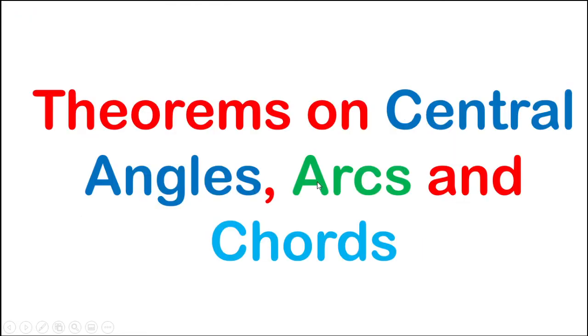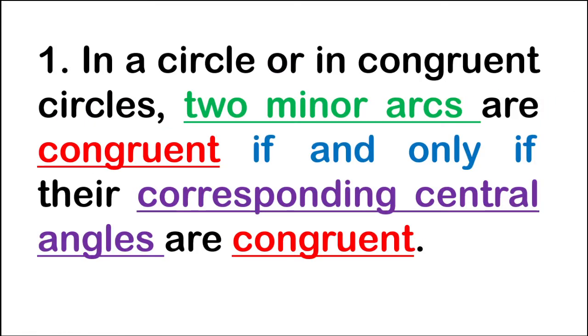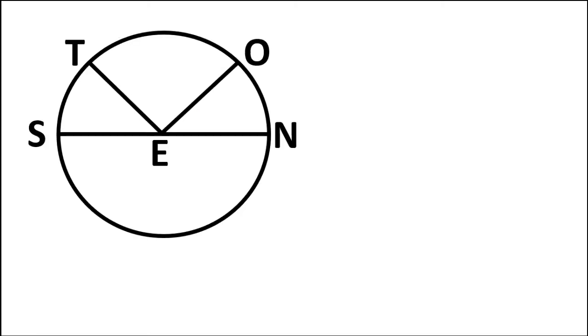Theorems on central angles, arcs, and chords. In a circle or in congruent circles, two minor arcs are congruent if and only if their corresponding central angles are congruent. Say we have the given circle, circle E, with SN as the diameter, or line segment SN as the diameter. And we have the radii EO, EN, ET, and ES.